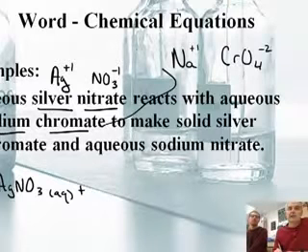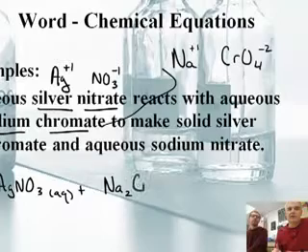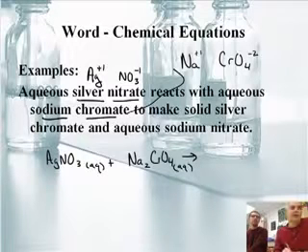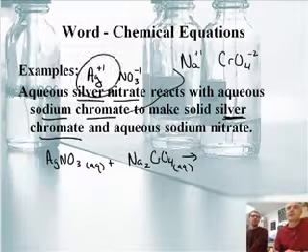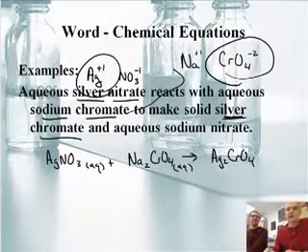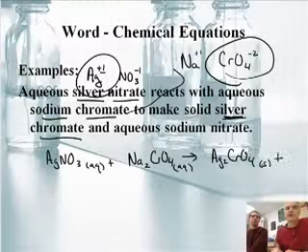Those charges don't add up to 0, so we need 2 sodiums. We've done this before, but it's good review. That's Na2CrO4, aqueous, and I'll put an AQ here. And it makes solid silver chromate. I put the silver with the chromate. Those don't add up to 0 either, so I need Ag2CrO4. The reason is you need 2 positives. And that's a solid.